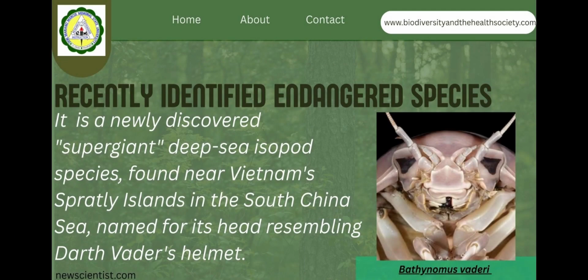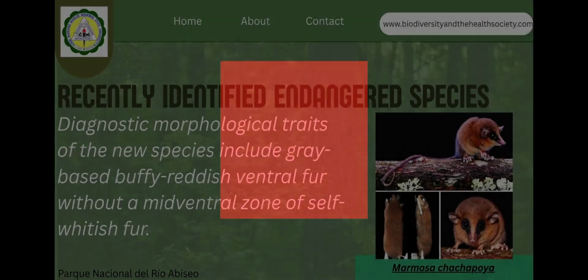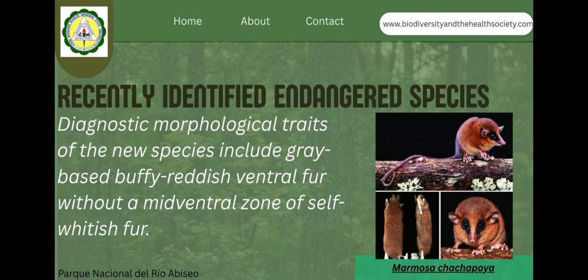Also, one of the recently identified endangered species is a newly discovered supergiant deep-sea isopod species found near Vietnam's Spratly Islands in the South China Sea, named for its head resembling Darth Vader's helmet. Identified in 2025, this scavenger reaches over 32.5 cm in length and weighs over 1 kg, making it a supergiant species. Also new is Marmosa chachapuya. Diagnostic morphological traits of the new species include gray-based buffy reddish ventral fur without a mid-ventral zone of self-whitish fur.